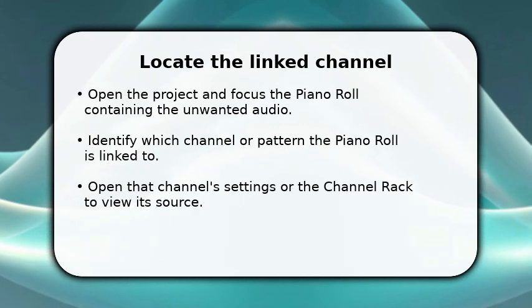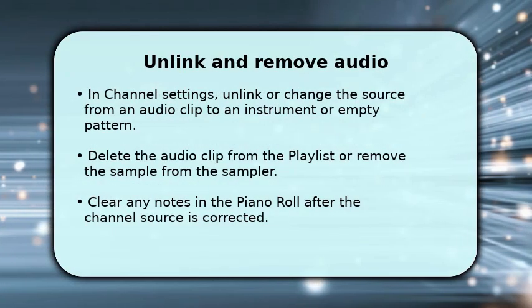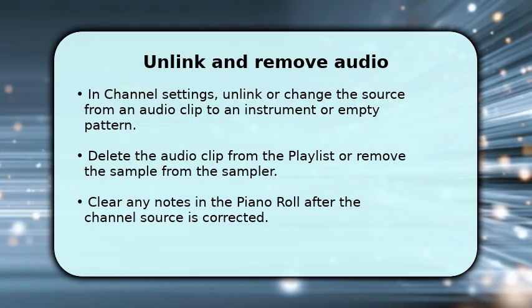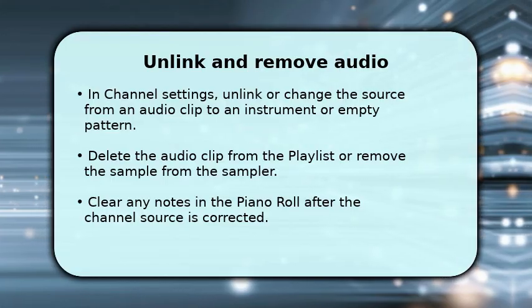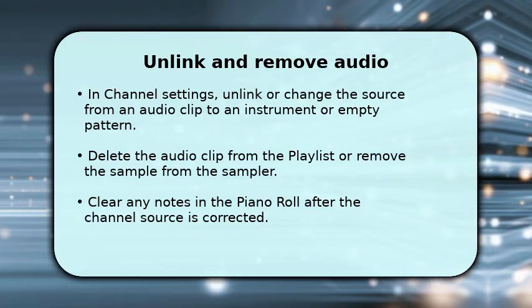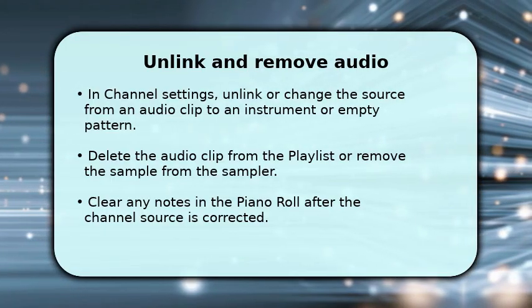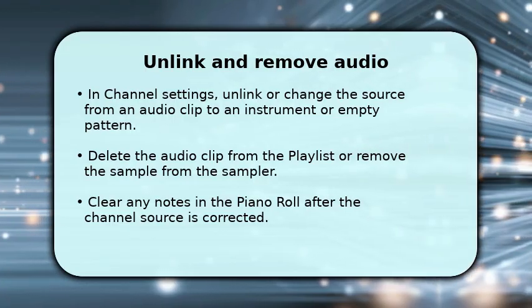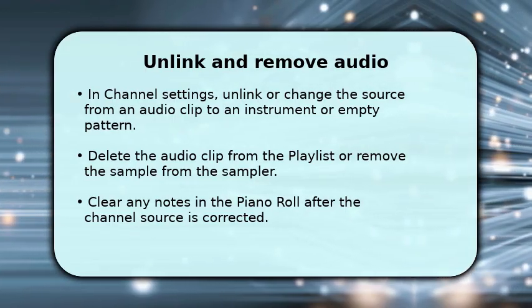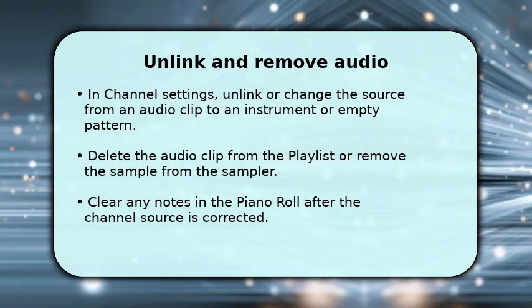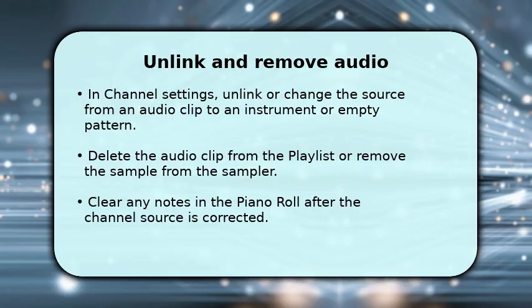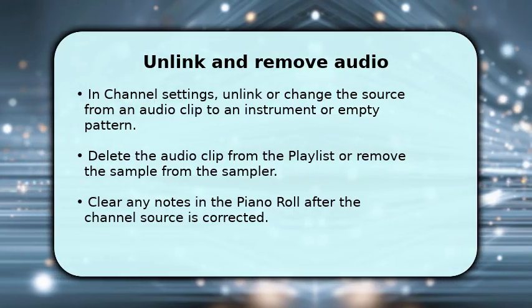Next, unlink the audio at its source. Open the channel settings and remove the assigned audio sample or switch the channel type to a blank instrument. Then go to the playlist and locate any audio clip instances. Delete them to stop the audio from being referenced. Once the sample is removed, return to the piano roll and delete remaining notes if needed, because the piano roll only shows notes tied to the active channel.